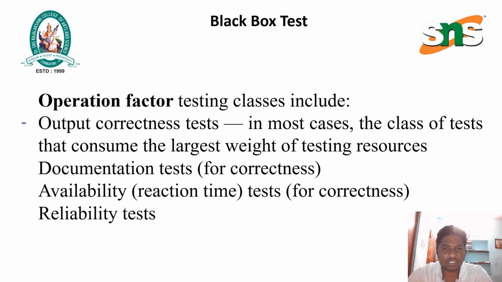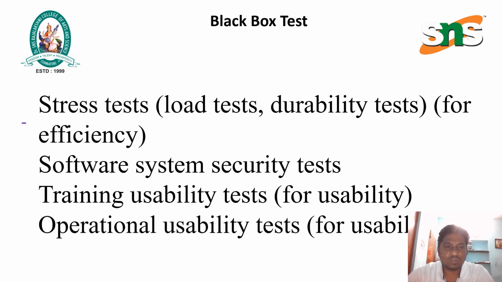First one is the output correctness test. Second one is the documentation test. Third one is the availability test. Fourth one is the reliability test. Next one is the stress test, the load test and durability test for efficiency. Then the software system security test, and training usability test and operational usability test for usability. So these types of testing are available for test cases.